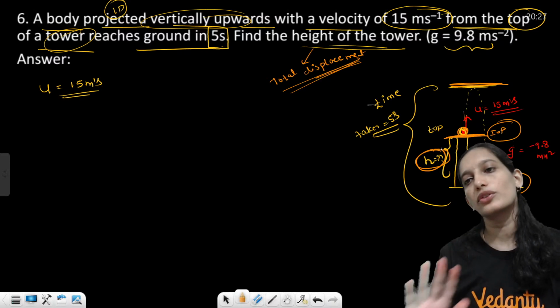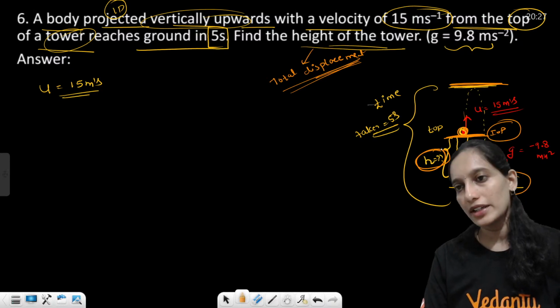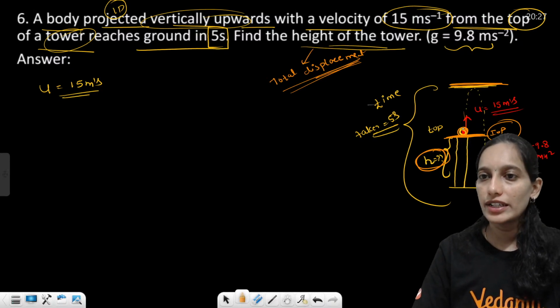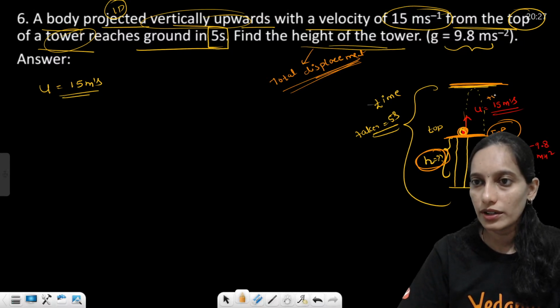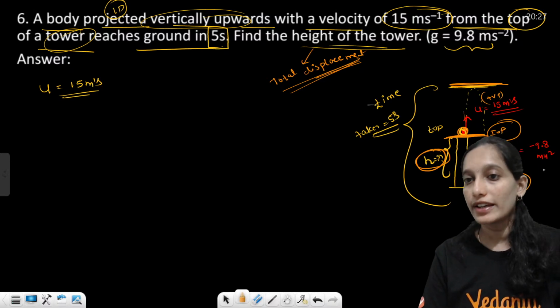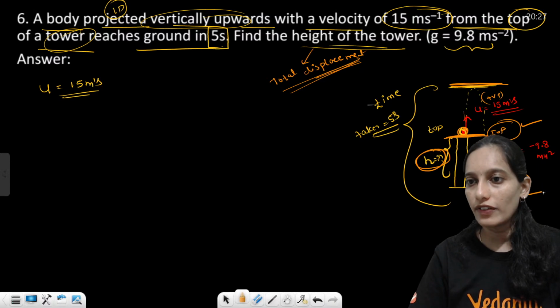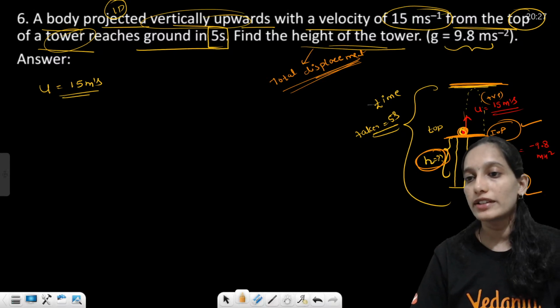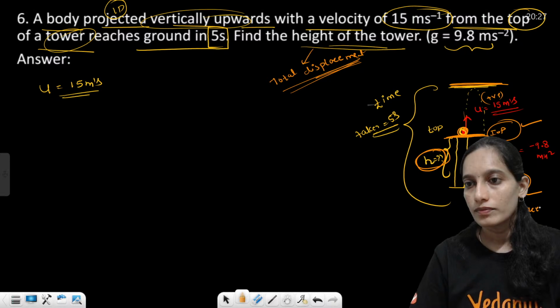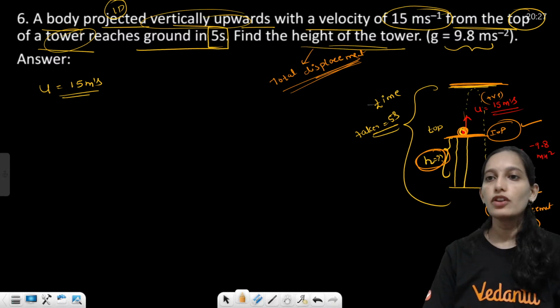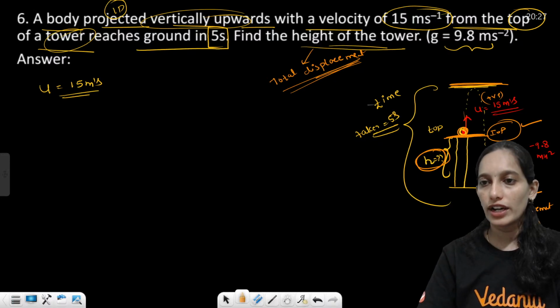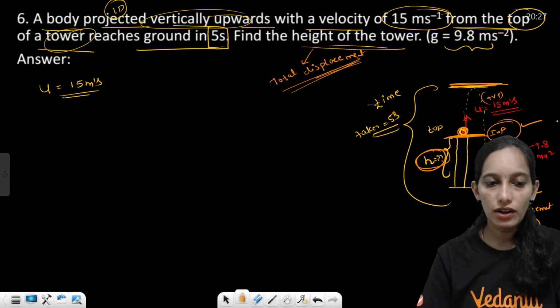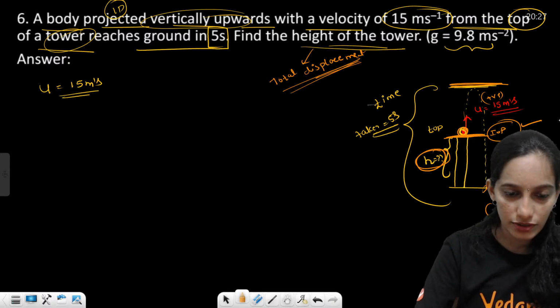Now we can directly use our one dimensional kinematic equation. The initial speed is given, and the initial direction is upward, thrown upward, so it is positive. Hope you agree with me. g is negative. Here the final position is below the initial position, so displacement is negative. You should understand this point: sign convention. u is positive, displacement is negative, g is negative because it is also acting downward. So that is how we have to consider the sign convention.